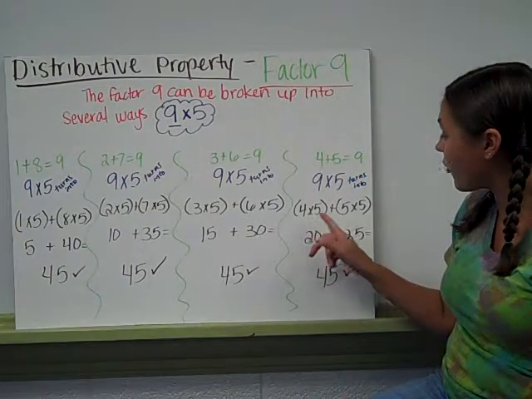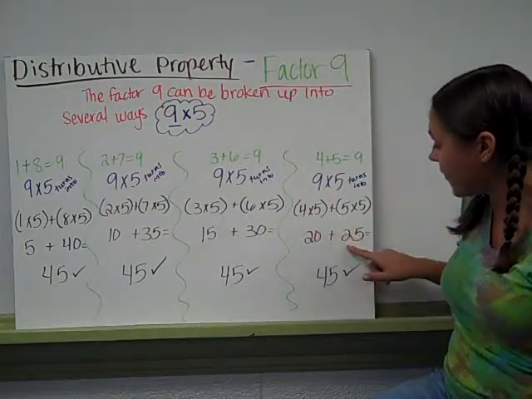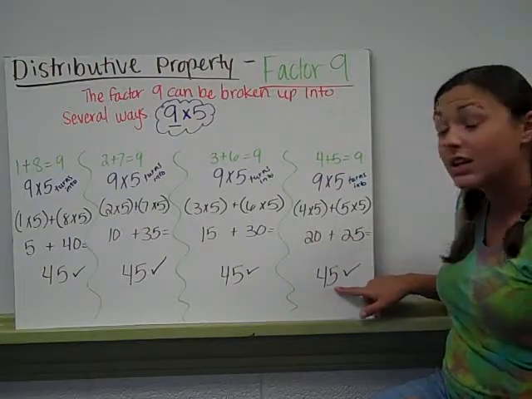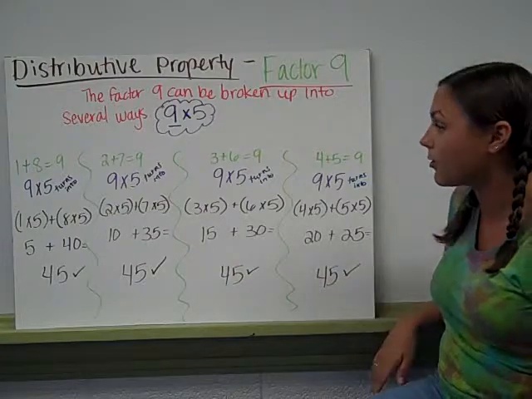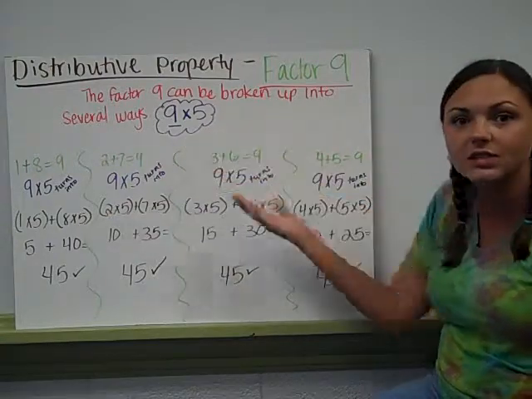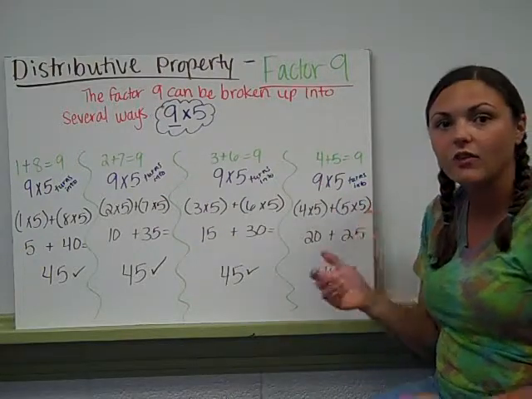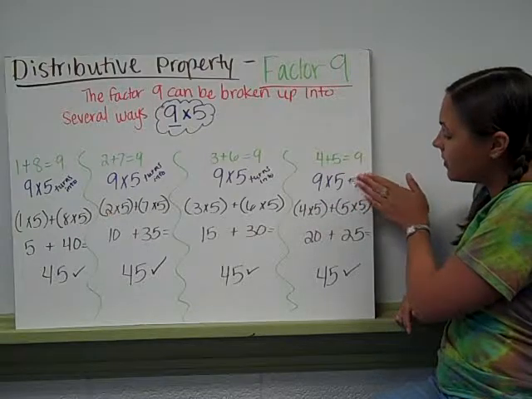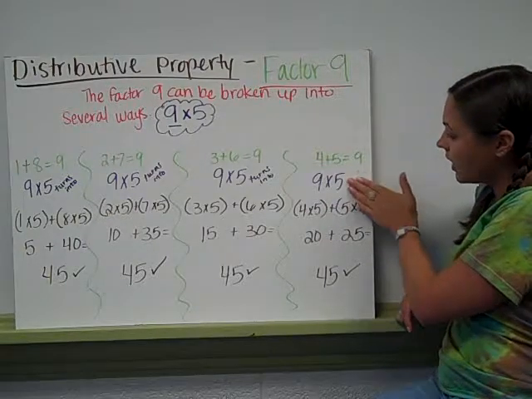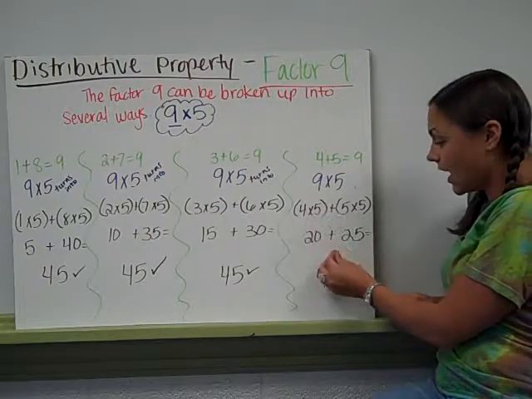Here I broke it up into 4 and 5. 4 times 5 is 20. 5 times 5 is 25. Add the 20 and the 25 gives me 45. I have the same product for each of my problems because I have essentially the same problem. All of these are the same problem as 9 times 5. I just broke the 9 up. I took this one little baby problem, 9 times 5, and made 2 smaller problems and then added them back together.